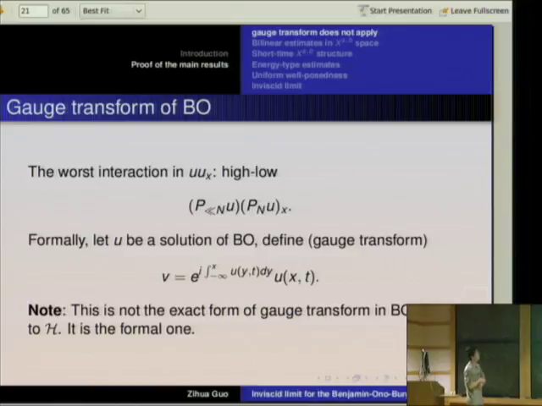The gauge transform of the BO equation is used to handle the high-low interactions. Can you recall what this is? So what is this gauge transform you're doing there? So you just multiply with the... It's like an integrating factor, right? Yes. It's the usual meaning.